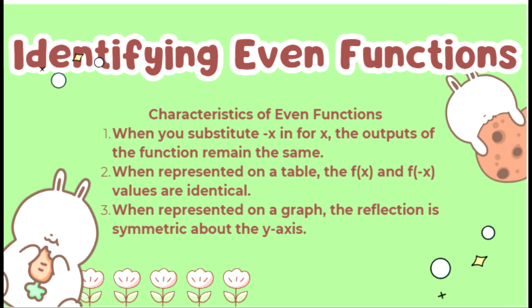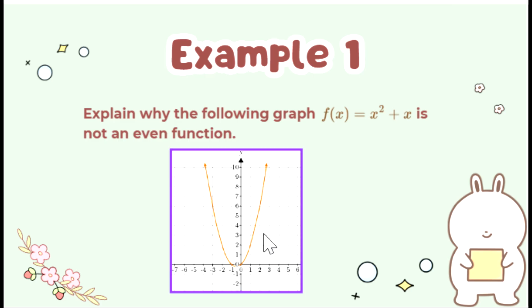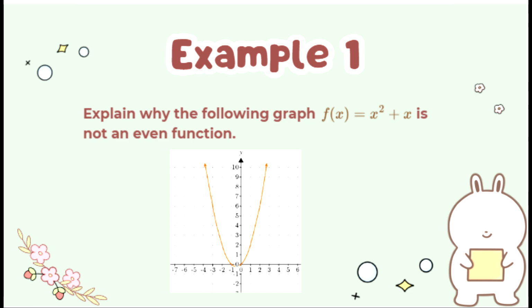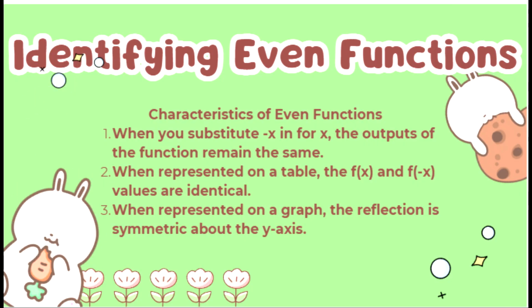When represented on a graph, the reflection is symmetric about the y-axis. So if I fold it on the y-axis, this line is going to line up exactly with this line. It doesn't really look like it here. It looks a little off. But that's what it means, that the y-axis is the place where you can fold the paper and get an exact copy. It has to be the y-axis. It can't be anywhere else. So make sure that these get put into your notes.